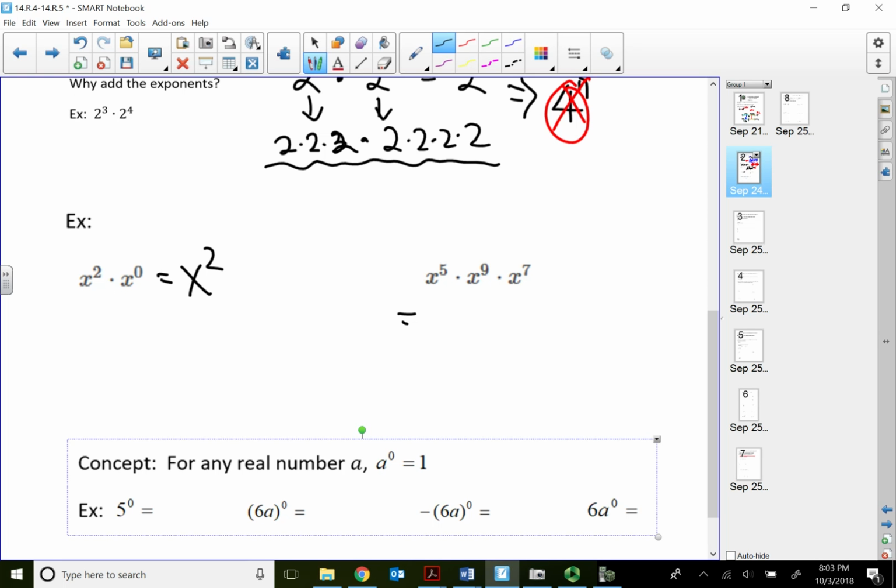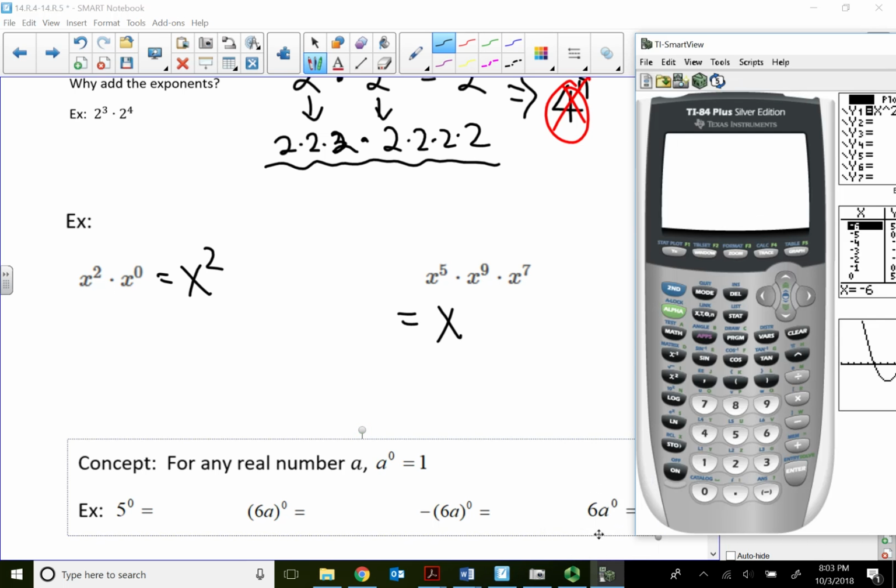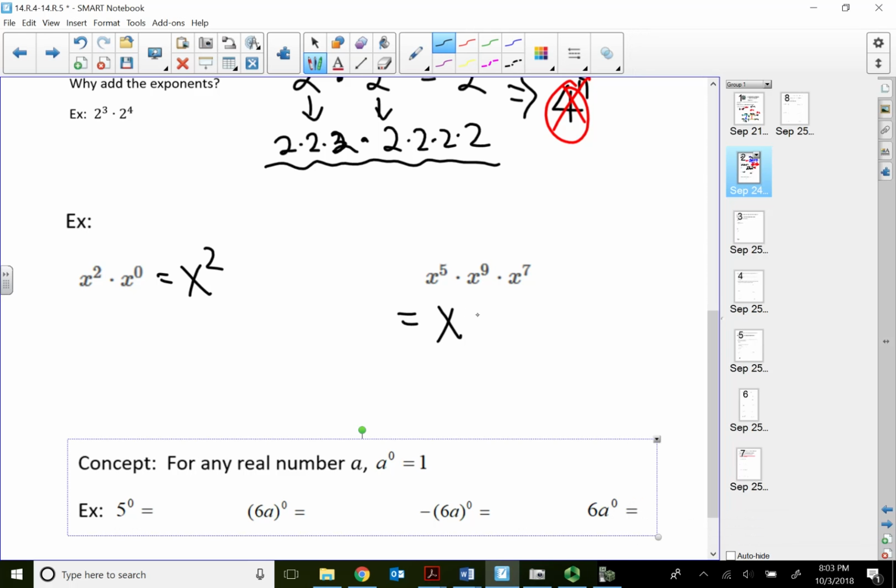All right, so here I see x to the 5th times x to the 9th times x to the 7th. I see this is all one term. All the bases are the same and they're all multiplying, so we simply add the exponents. You don't have to write all the adding. If you know the rule, you just simply add all the exponents: 5 plus 9 plus 7. So that means this is x to the 21st power.